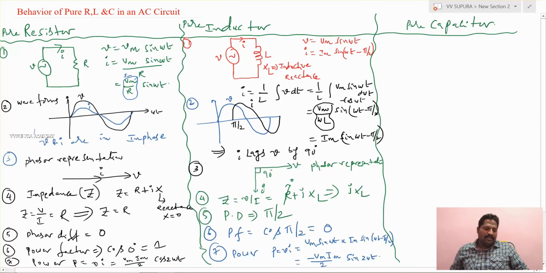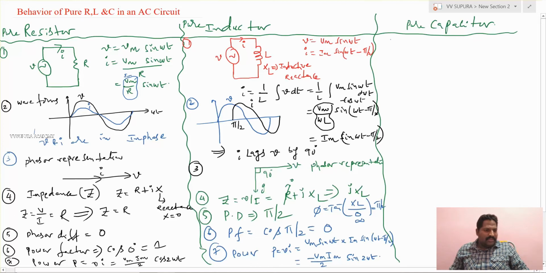Okay, I can also calculate the phase difference by using this formula. Phi is equal to tan inverse of XL by R. So what is R here? For a pure inductor, it will be 0. Anything divided by 0 becomes infinity. So tan inverse of infinity is nothing but pi by 2. So in this way also we can calculate the phase value. Okay, so this is the scenario when we are giving a sinusoidal supply to a pure inductor.